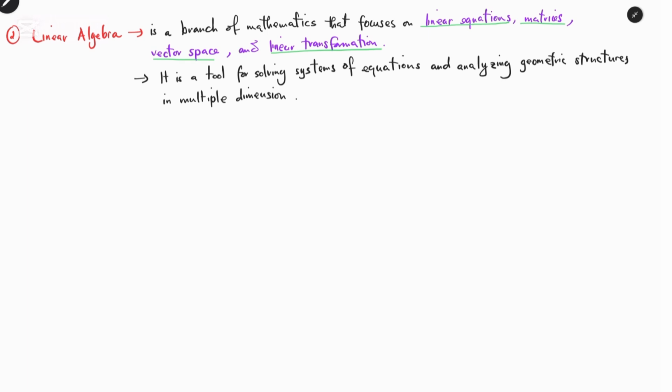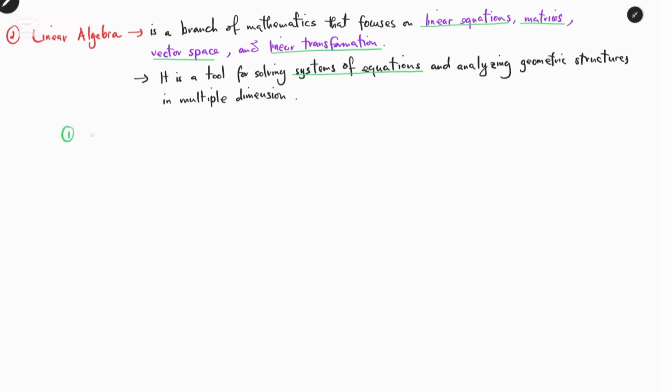And basically, it is a tool for solving systems of equations. And as I have mentioned over and over, every system is represented mathematically by an equation. And linear algebra is a tool for solving those equations. Without algebra, we cannot solve the mathematics that is involved in the system. And it analyzes the geometrical structure in multiple dimensions. I will go through each of these types of mathematics that linear algebra mostly focuses on.